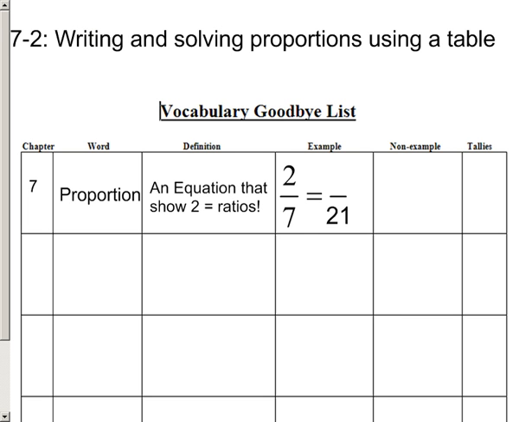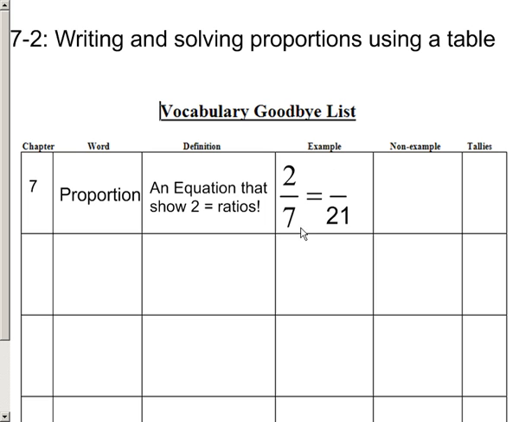Welcome to Lesson 7-2 on writing and solving proportions using a table. So first let's establish what is a proportion. A proportion is an equation that shows two equal ratios. Now, what I hope you picked up and learned from Lesson 7-1 is that a fraction is an example of a ratio. A part to whole ratio would be a fraction.